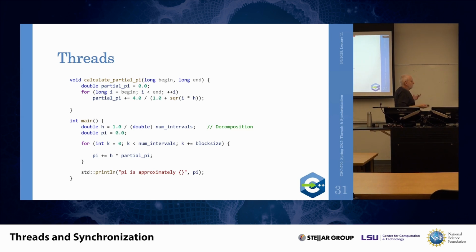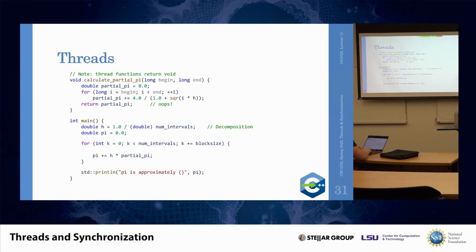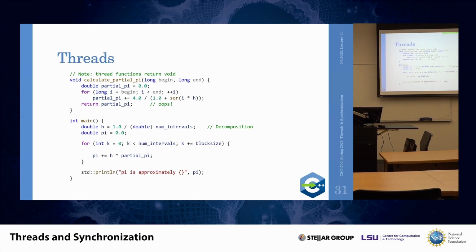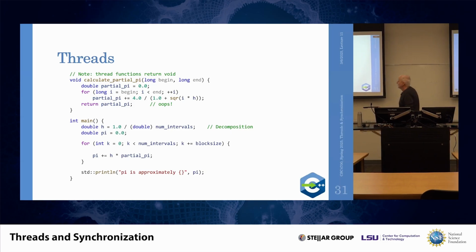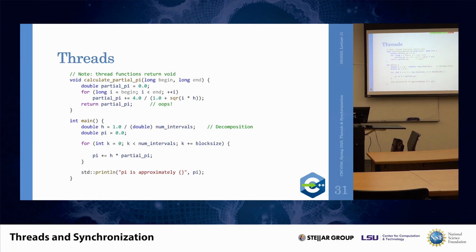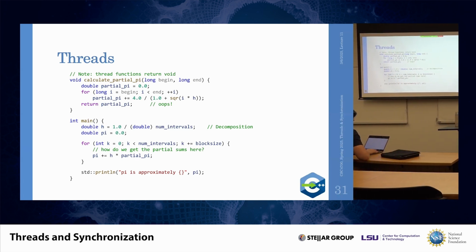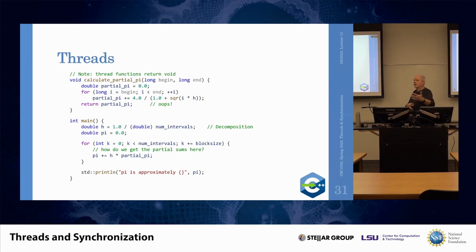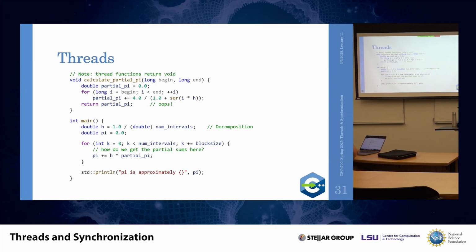So there are two questions. Well, first, you note that the thread functions always return void. There's no way to return anything from that function, because there's no way to get to that result value, because it happens on a completely different time scale compared to the main thread. So we can't just return the partial pi here. That doesn't work. How do we do that? The other question is, how do we get the partial sums there? Because we want to somehow collect that overall pi based on the partial results. So let's try to solve that issue, and I'll show you how you can do that.